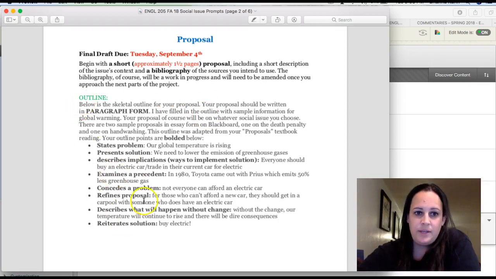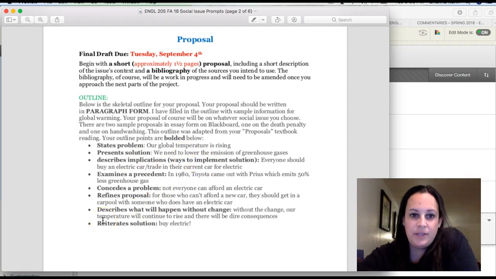What I've given you here is an outline form of the proposal. What you're going to do is turn this into paragraph form, and that will end up being your proposal. I've given you a quick example here. You need to state the problem. For example, our global temperature is rising. You need to present a solution, like we need to lower the emission of greenhouse gases.